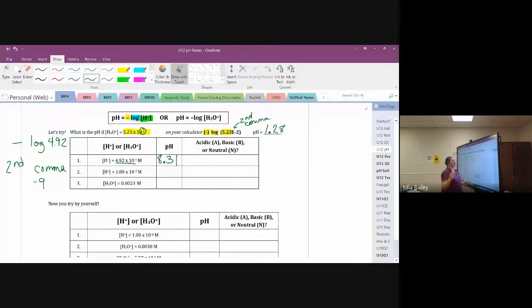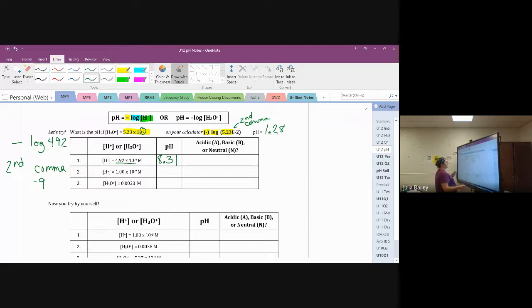1.28. I highly encourage you to pause this video and type those two problems yourself and make sure you get the same thing that I got. Because if you're getting a different number, you're typing it wrong, and that's going to cause you a lot of problems. Pause the video, type those two yourself, check yourself.